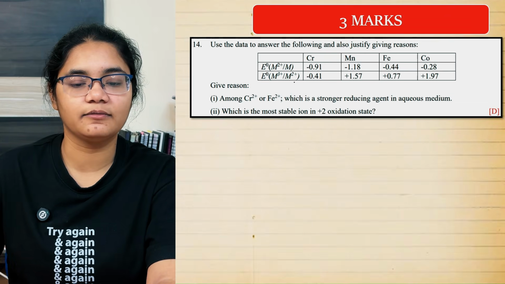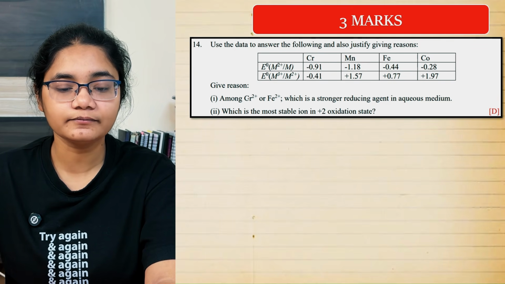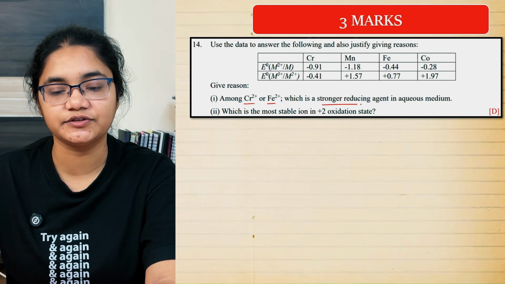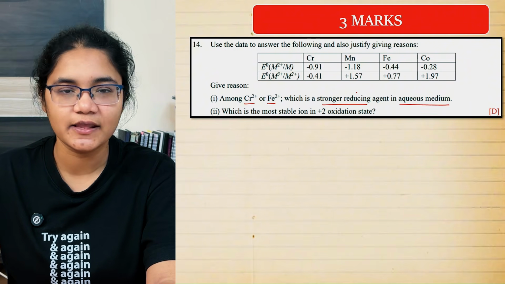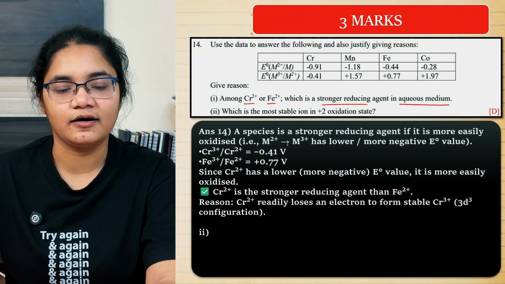Next question, number 14 here. Use the data among Cr2+ and Fe2+, which is a stronger reducing agent in the aqueous medium. So we have already discussed this question.